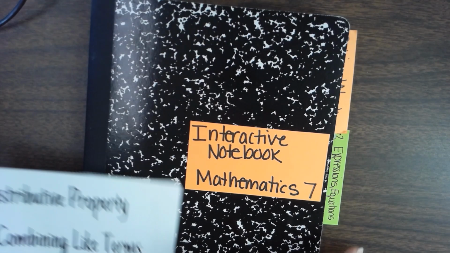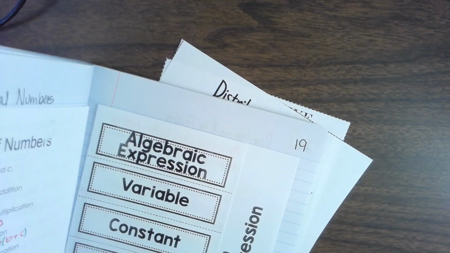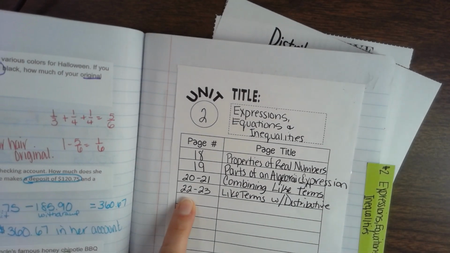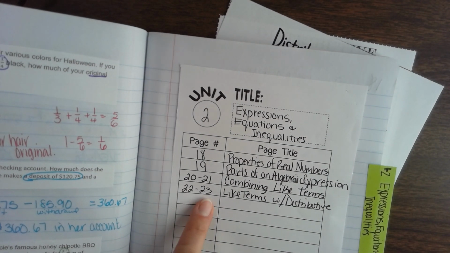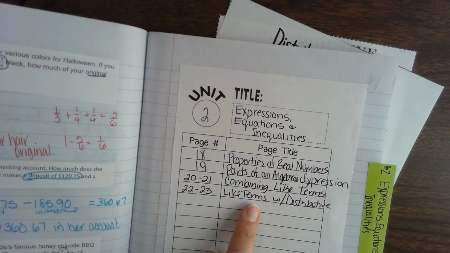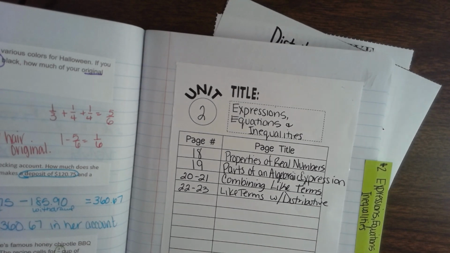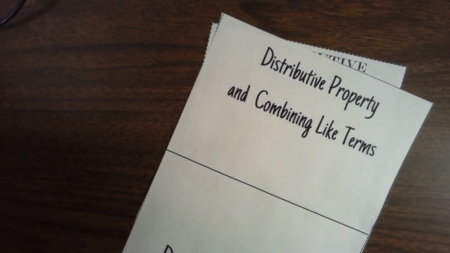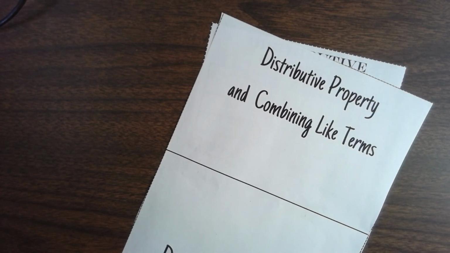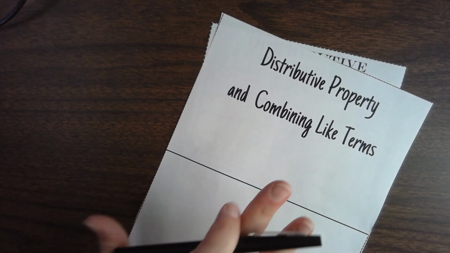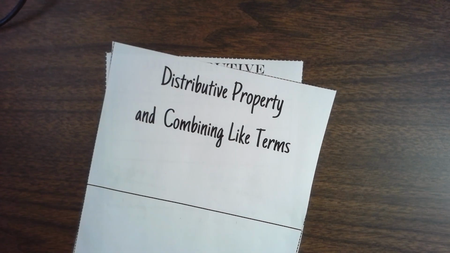All right, the next thing that you are going to do is open up your notebook. And you are going to write page 22 to 23, like terms with distributive property. I'm going to put that notebook to the side because we're going to mainly focus on these papers right here.